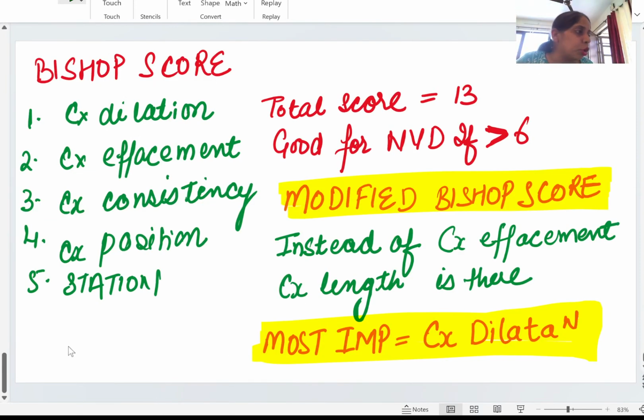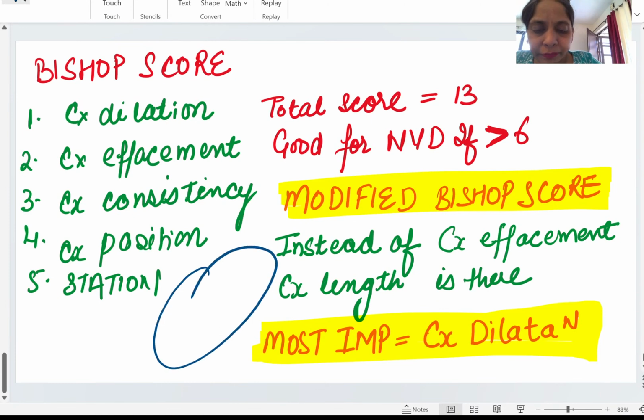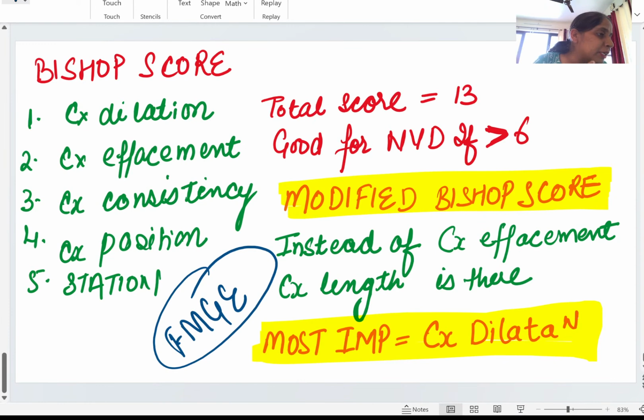Yesterday, Bishop score was left. Bishop score is very important for FMGE. Favorite of the examiners. Okay, Bishop score. What is Bishop score? Yesterday we did induction of labor, right? Before inducing, we assess the cervical status.